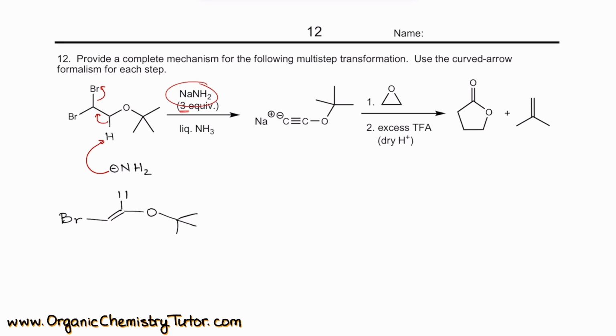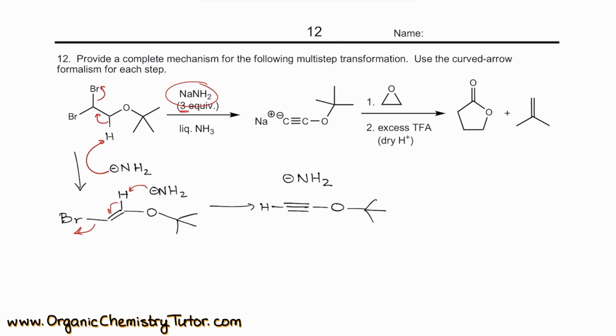Then the next equivalent, so that's our product from the previous step, the next equivalent of our NH2 minus is going to come in and do that one more time. So we are going to end up with the triple bond now, and then we have oxygen here and our tert-butyl group like that. And then the third equivalent is going to come in and pull off the proton from our terminal alkyne.